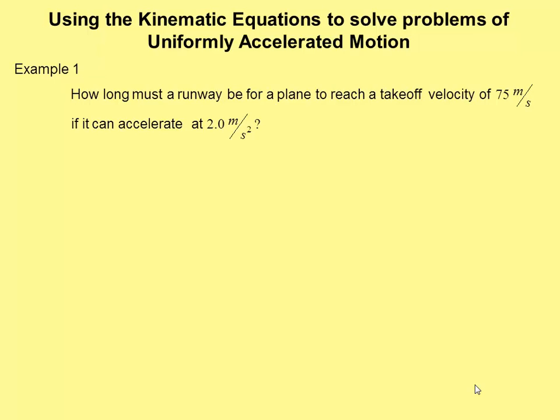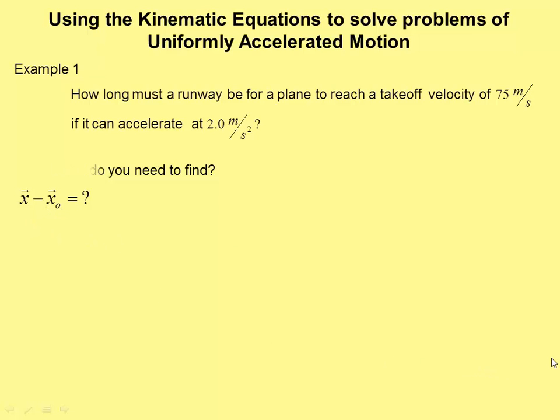Well, there's a lot of variables in uniformly accelerated motion and in those kinematic equations, and so we need a way to kind of organize things. And to me, the best way to do this is to ask yourself a couple of questions. First of all, what is it that you need to find? What is the problem asking us? It's asking us how long the runway has to be. So what does that mean? Well, that's a displacement. So that's what we need to find.